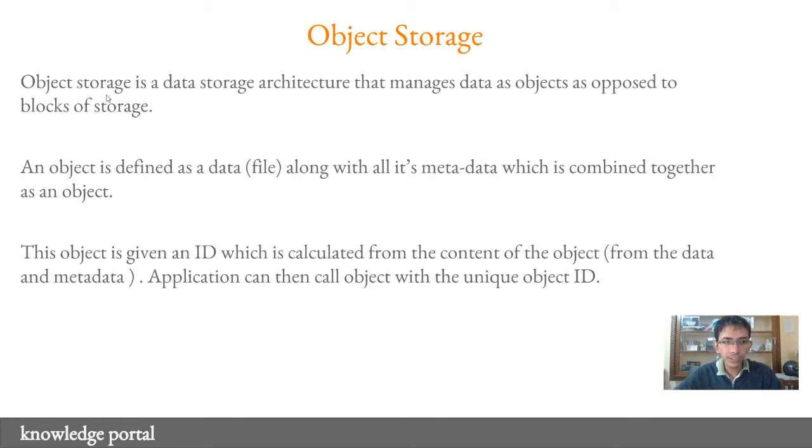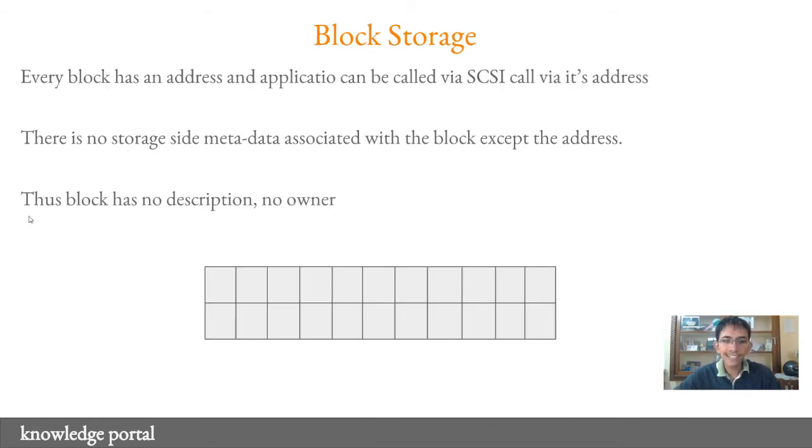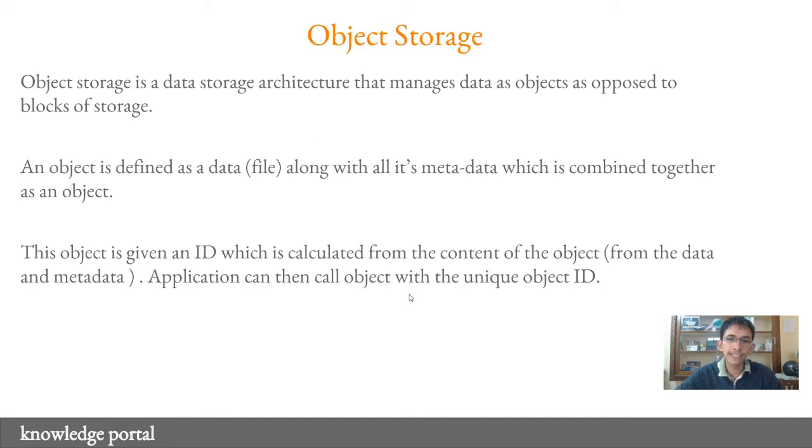So we'll look into what I really mean by metadata when we talk about object storage. So object storage is a data storage architecture where the data is stored as objects as opposed to blocks of storage. So there are no blocks of data which have been divided. Even if you have, let's assume, 10 MB of data, it will be directly stored as an object. There are no blocks present in an object storage. A very important point to remember here is that an object is defined as a file, which is the data, along with all of its metadata, combined together as a specific object.